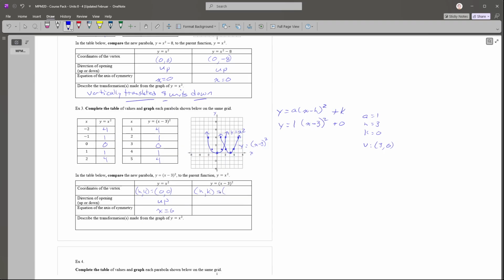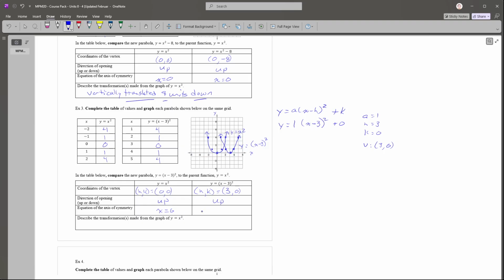So what's our h? Well, our h in this equation is a 3. Right? We'll just look at it. Remember, it's the opposite sign of what we see beside it. So this is just a 3. What's the k value? There is no k value, so it's a 0. So 3, 0. We can also just look at the graph, and we can see that it's at 3, 0. That's the place where it changes direction. Direction of opening, it's still opening up.